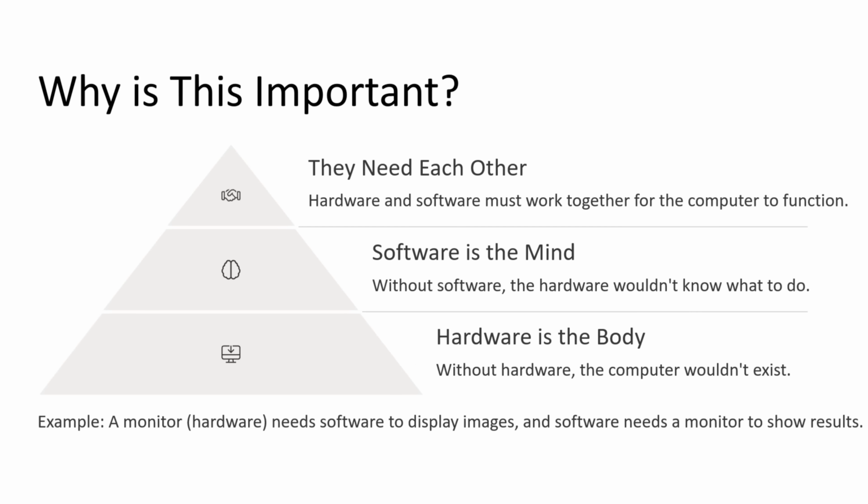Why are hardware and software important? Hardware and software must work together for a computer to function. Software is the mind. Without software, the hardware wouldn't know what to do. Hardware is the body. Without hardware, the computer wouldn't exist. For example, a monitor needs software to display images and software needs a monitor to show results.